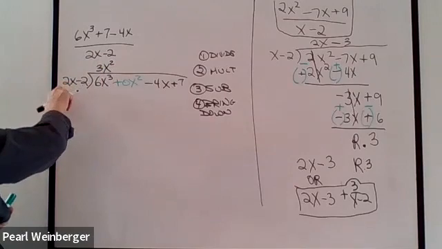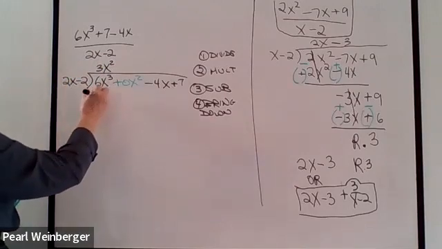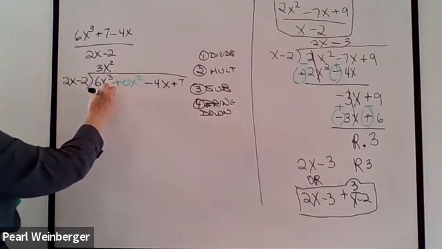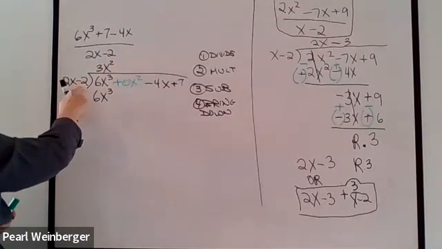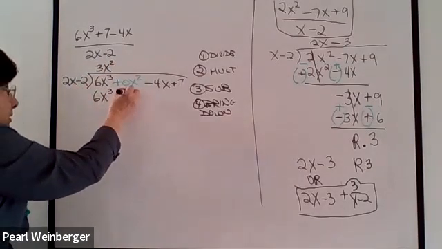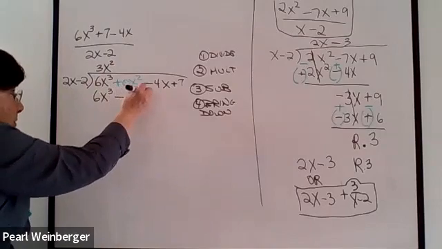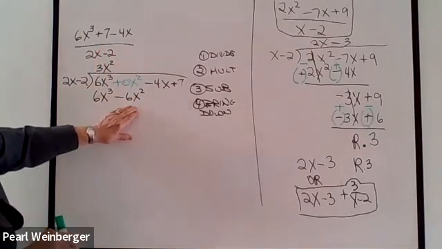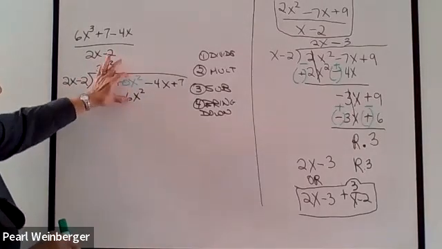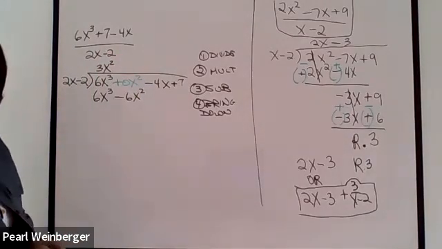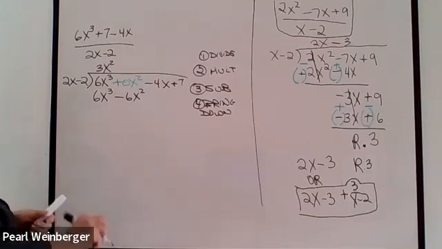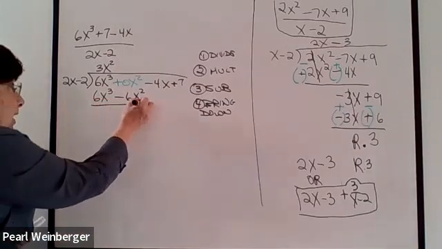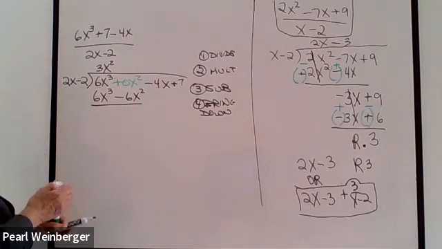So 3x squared times 2x gives me 6x to the third. And 3x squared times negative 2 is minus 6x squared. Now you see why I needed that space. Where would I put the 6x squared if I didn't leave a space for the x squared? Okay, after I've multiplied, I have to subtract.